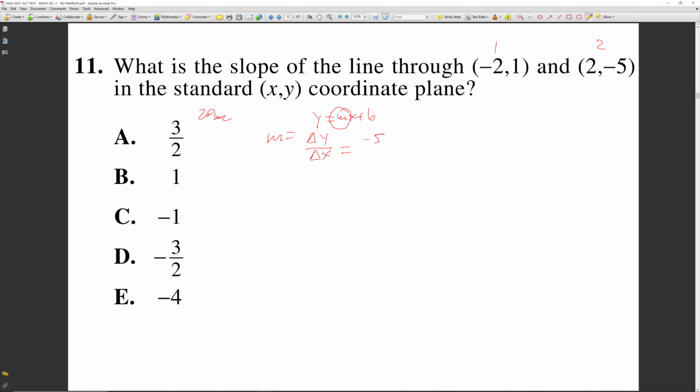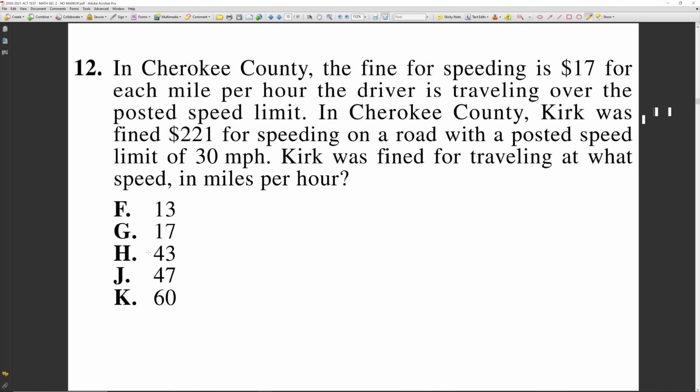So in this case, we got minus 5 minus 1 over 2 minus negative 2. So this becomes plus. In reality, this is a minus 6. So 2 plus 2 is equal to 4. This then is equal to minus 3 over 2. Answer is D. Like a boss. Number 12. Let's go to the end.